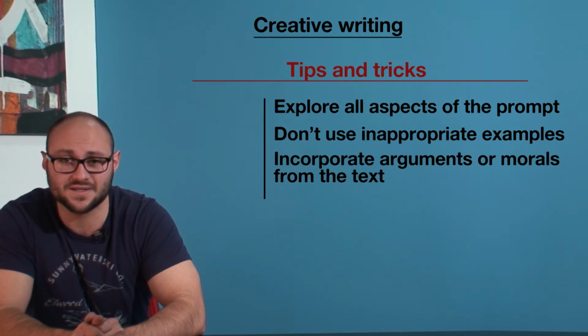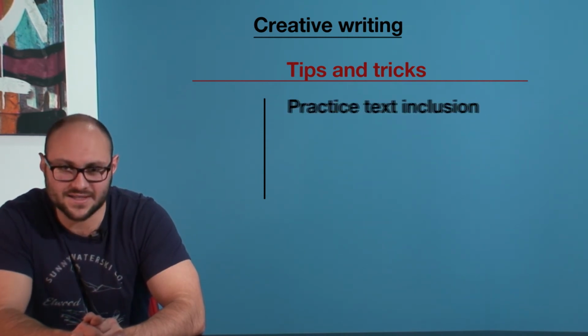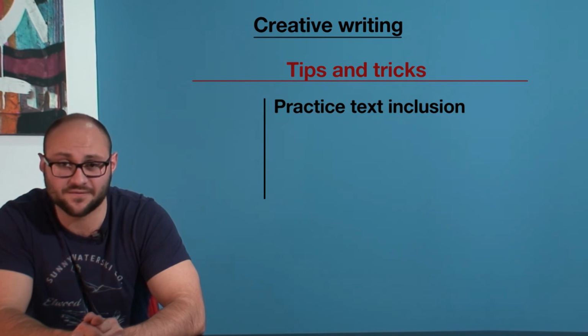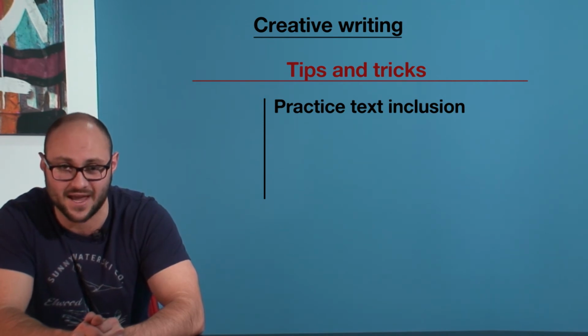Incorporate arguments or morals from the text. It's tough to include these in a creative piece because you have to be subtle for it to work in your piece, but explicit enough that the assessor won't miss it. Practice text inclusion. I suggest trying out a few different ways of working the text into your piece and asking your teacher which works best so you have a style ready for your SACs and the exam.